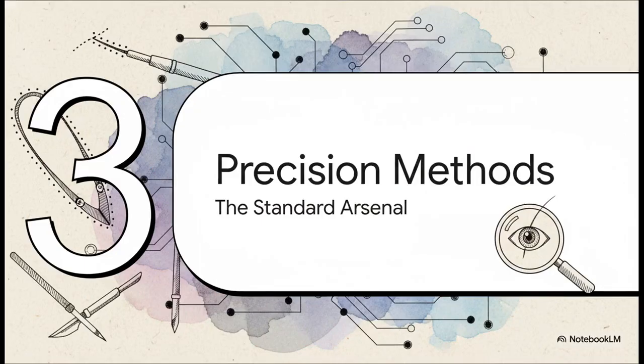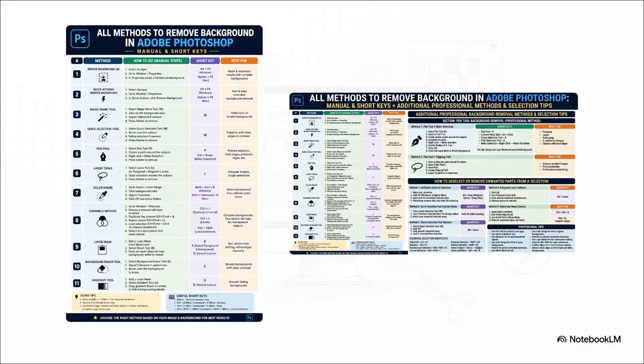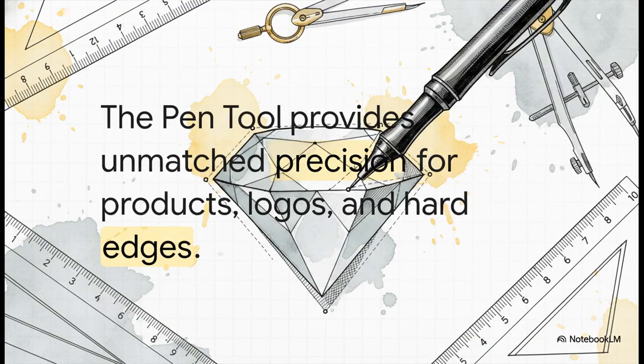Moving right along to step 3, professional precision methods. This is your standard pro-level arsenal. Transitioning into this professional arsenal means we are seriously leveling up our methods. When the magic wand or the AI just isn't cutting it, pun absolutely intended, this is the exact playbook the pros rely on for absolute perfection. We are actively moving away from the software making wild guesses, and we are putting the surgical control entirely back into your hands. At the absolute top of that professional hierarchy is the pen tool.